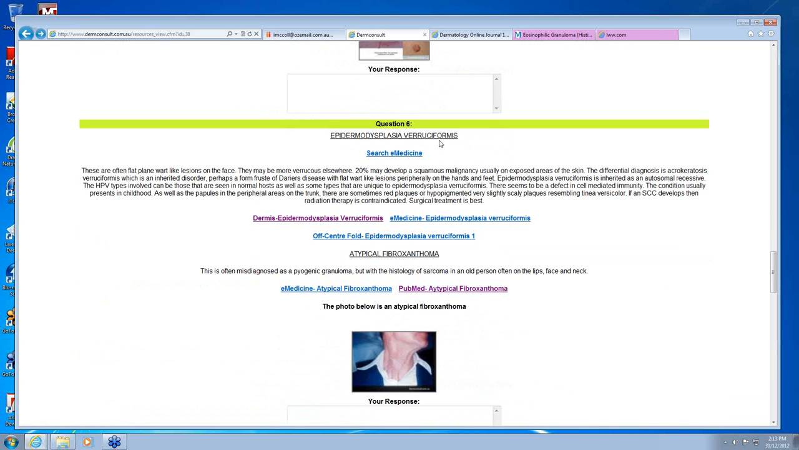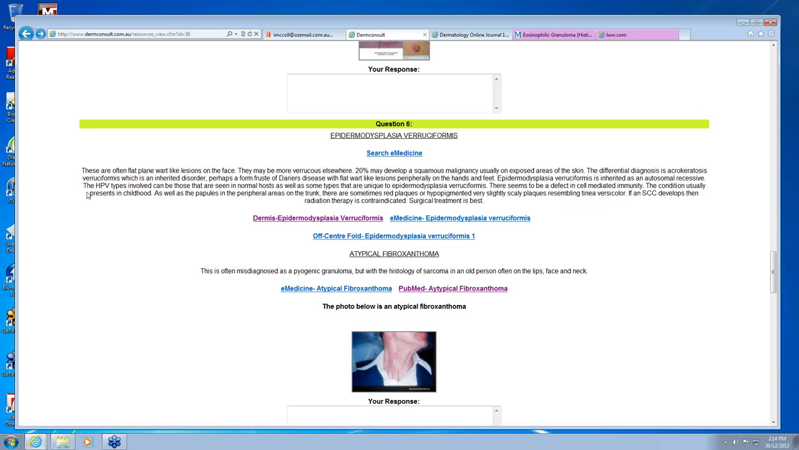Okay, what's the next one? Epidermodysplasia verruciformis. Well, that's not a common condition. It's a papillomavirus problem. There are some oncogenic variants of papillomavirus involved in this disorder. There are inherited variants of this as well, and some of the oncogenic papilloma types can give rise to carcinoma. So clinically, they're going to come across as flat, plain wart-like lesions on the face, or perhaps on the body as well. They may be verrucous elsewhere. I've said that 20% may develop a squamous malignancy, usually on exposed areas of the skin. In other words, it needs the papillomavirus plus sunlight to induce that malignant change.